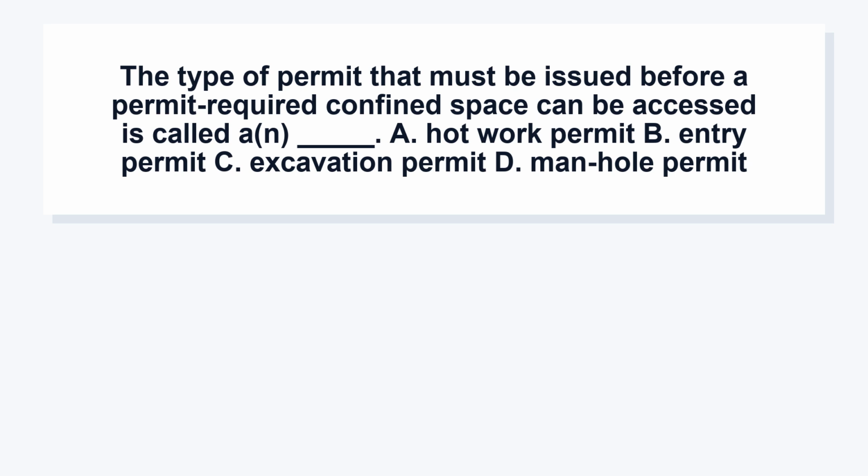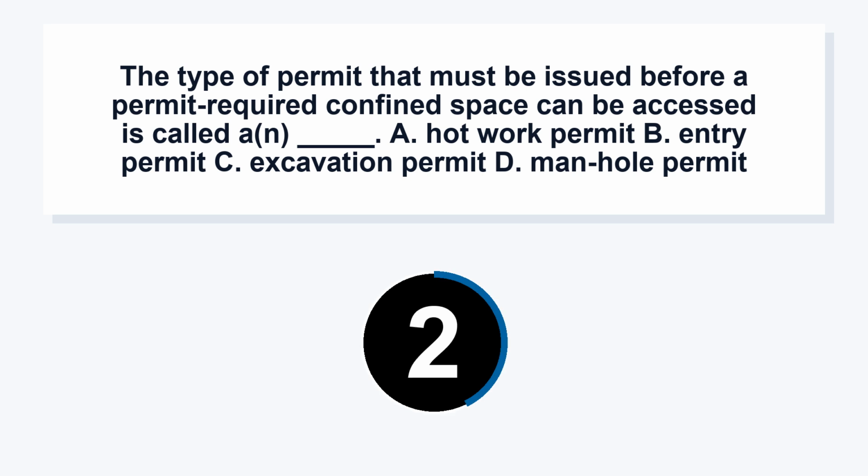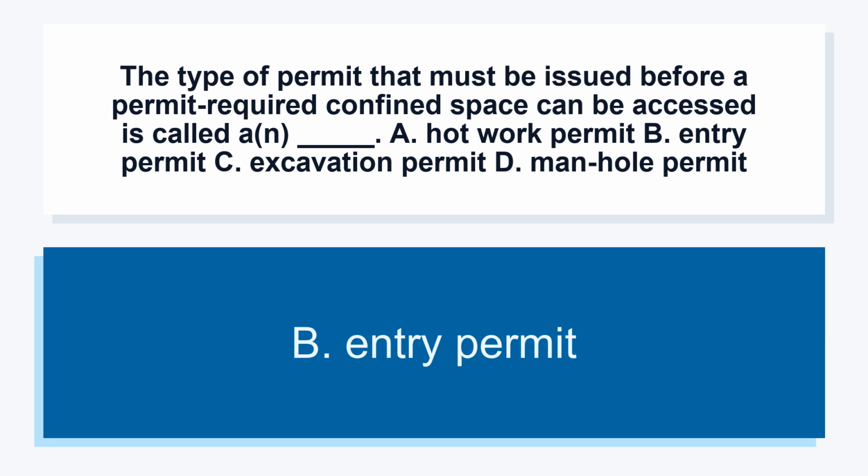The type of permit that must be issued before a permit-required confined space can be accessed is called an blank. A, hot work permit. B, entry permit. C, excavation permit. D, manhole permit. B, entry permit.